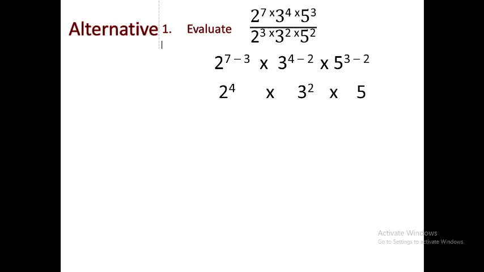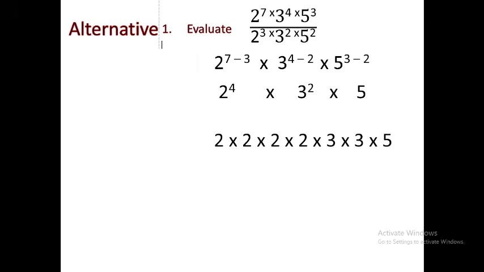Now let's then expand 2 exponent 4. 2 exponent 4 means 2 times 2 times 2 times 2. And then 3 exponent 2 means 3 times 3. And then our times 5. So let's put that there. I believe you can see that. Now let's find the product of that.